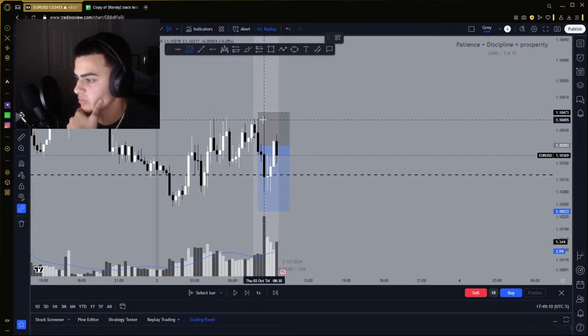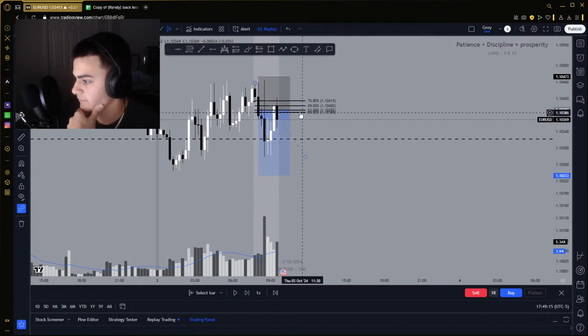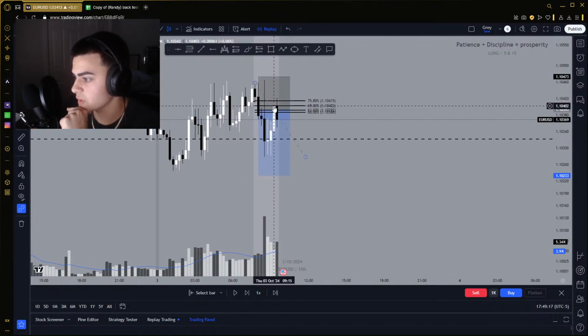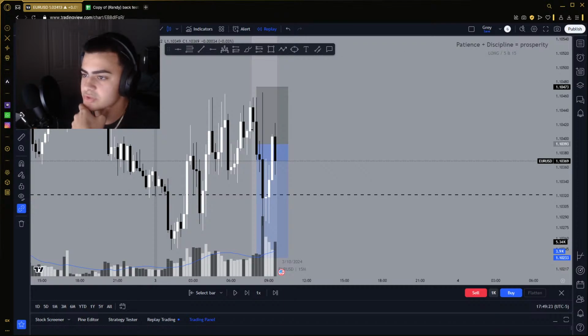Like, let's say, just use a Fibonacci here, and then here. This one did close exactly where the 69 is. It closed exactly on the 69 Fibonacci. So let's look at the 5-minute.